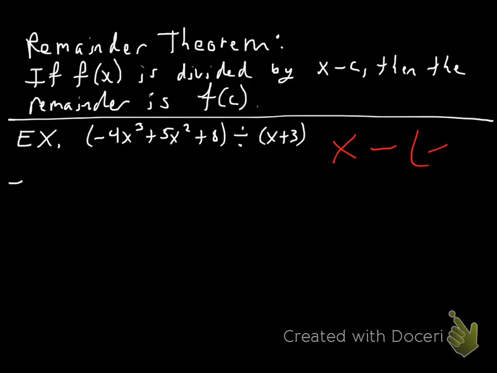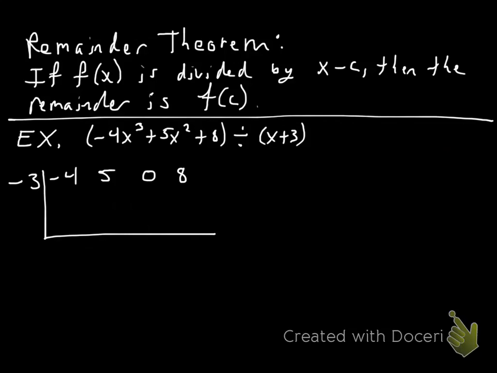Okay. So when we do the synthetic division, negative 3 goes on the outside, and I've got to be careful and put my coefficients in descending order. So we've got the 4, a 5. Now I don't have a linear term. There's no x term in my dividend, so I put a placeholder in there. Otherwise, the synthetic division is not going to work. And then our final coefficient is 8.